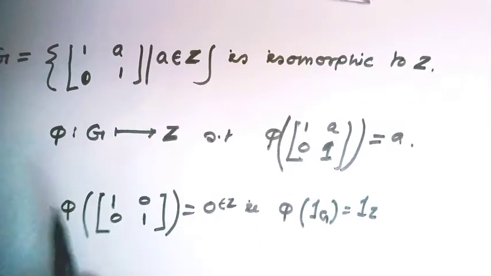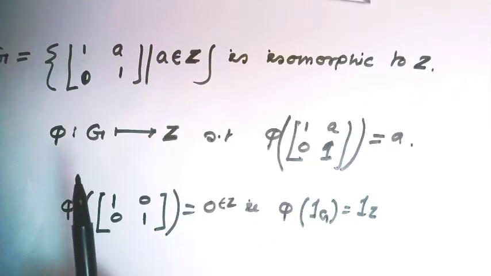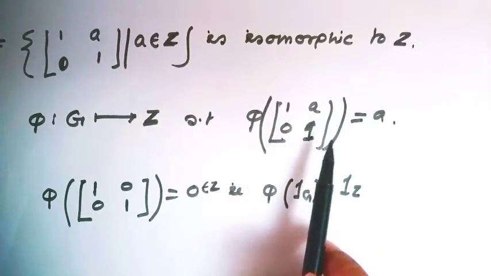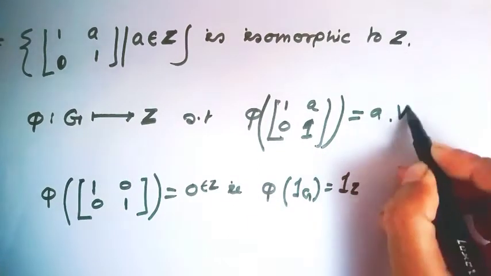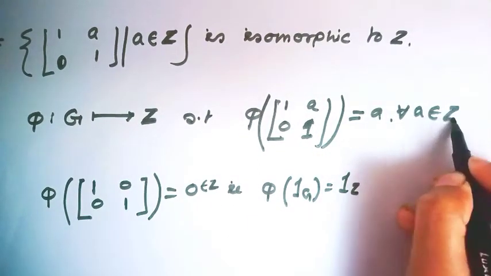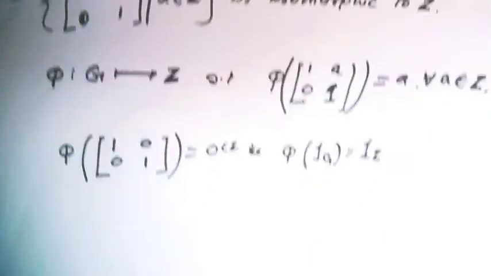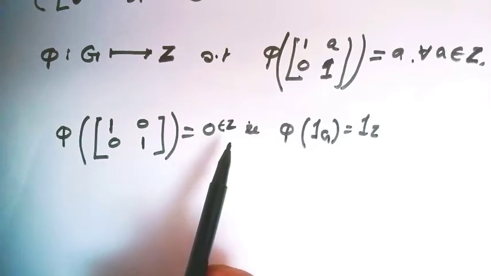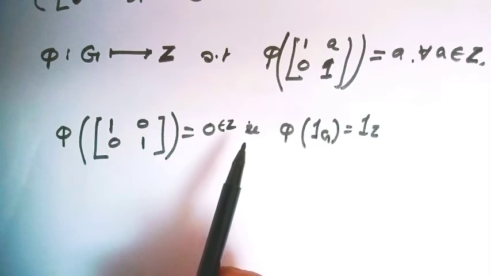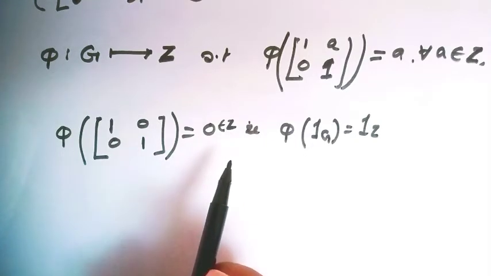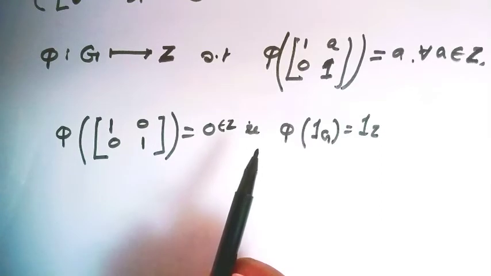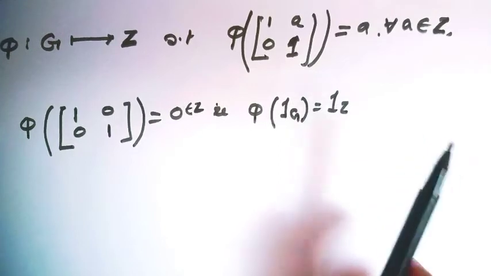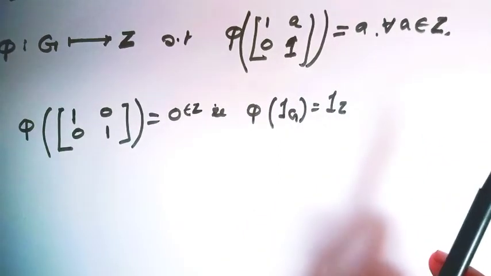Let's see. At first consider a mapping phi from G to Z such that phi of [[1, a], [0, 1]] equals a, for all a a member of the integers. Then phi of the identity matrix would be 0, and 0 is a member of the set of integers, and all of us know 0 is the identity element of the set of integers under addition. So the identity element of G maps to the identity element of the integers under addition.